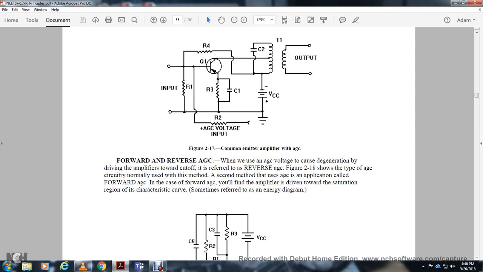When you use the automatic gain control, to cover the generation derived from the amplifier, the torque, the cowl, reverse the bias, reverse automatic gain control. Figure 218 shows the typical automatic gain control. Normally, using the second method, you apply the automatic gain control called forward automatic gain control.